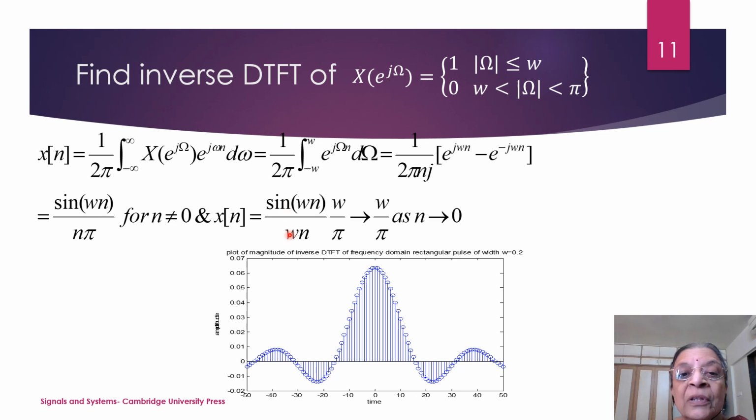Right. Now, this particular value will tend to omega upon pi, because sine omega n upon omega n will tend to 1 when n tends to 0. So at n equal to 0, it will tend to omega upon pi, and otherwise it will vary as sine omega n upon omega n. So it will be a sinc function. Now, this particular sinc function is a discrete function. Do you follow? This is a discrete time signal.